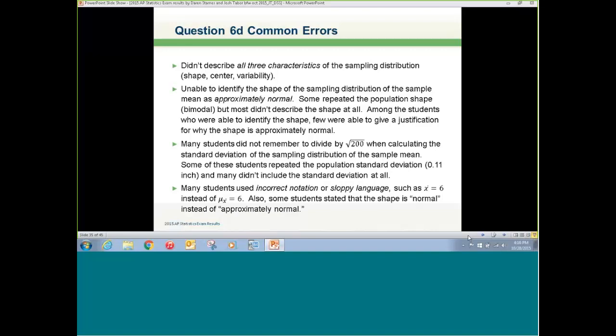And finally, many students used incorrect notation or sloppy language. They said things like x bar equals 6 when they really meant mu sub x bar equals 6. Also, some students stated that the shape is normal instead of approximately normal. Even with a really, really large sample size, the sampling distribution of the sample mean is going to be at best approximately normal. So on the AP exam, you want to caution your students from using the phrase normal, or believing that a distribution of real data or a sampling distribution is exactly normal. That's never the case. So it's always better to put the word approximately in front of the word normal when describing data or sampling distributions.